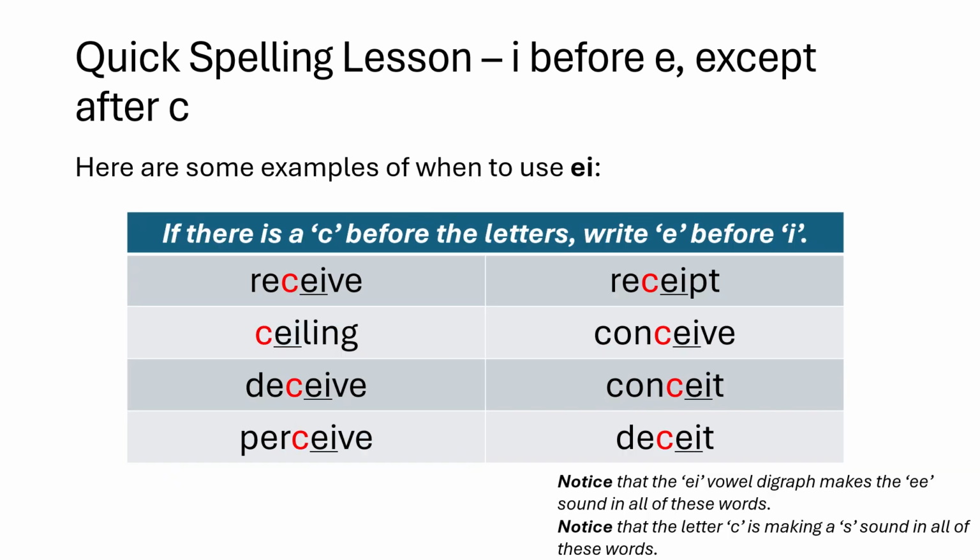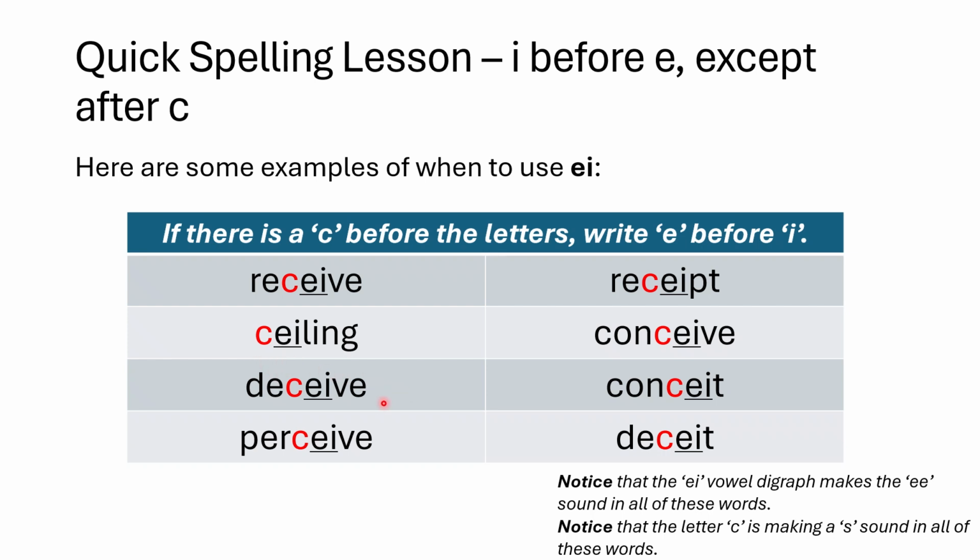Here are some examples of when to use EI. Remember the mnemonic. If there is a C before the letters, write E before I. Receive. There's the C before the EI. Ceiling. There's the letter C before the EI.